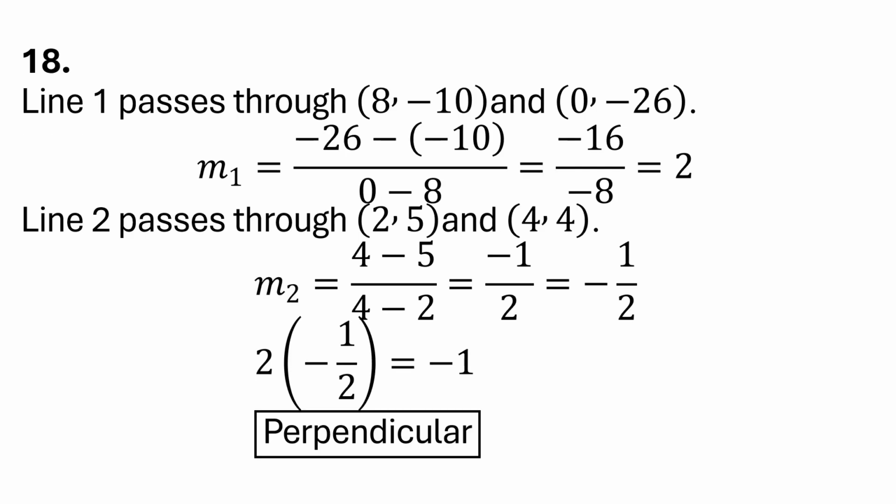The slope of line 1 is 2. The slope of line 2 is -1/2. Since these slopes are opposite reciprocals, the lines are perpendicular.